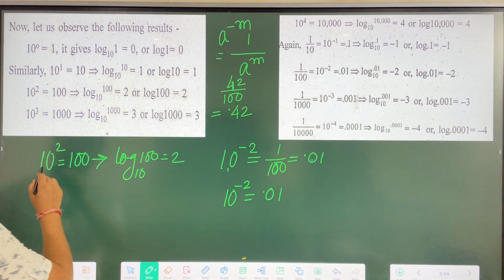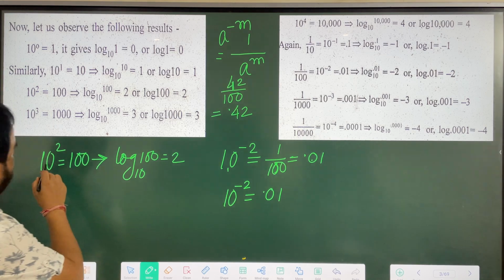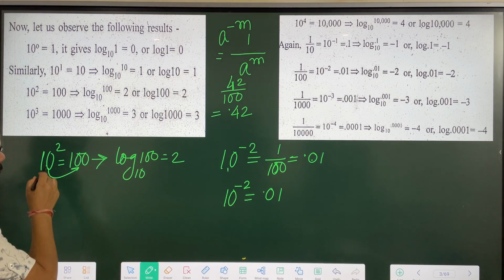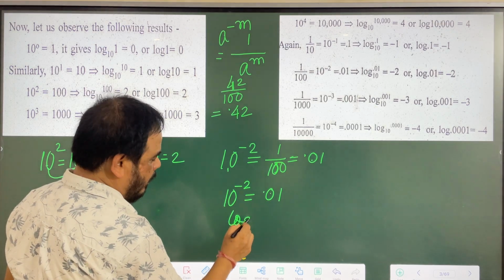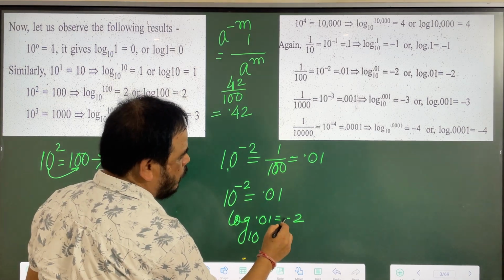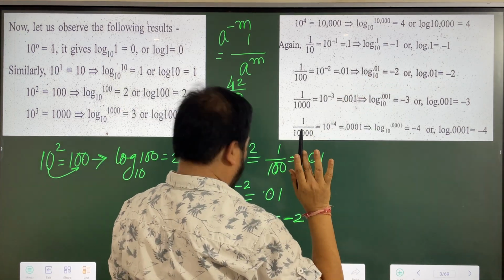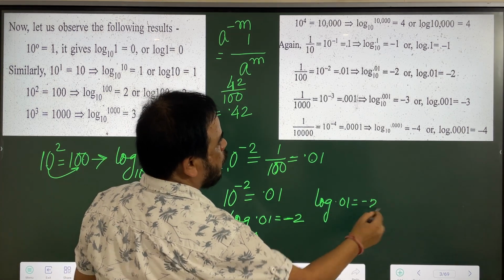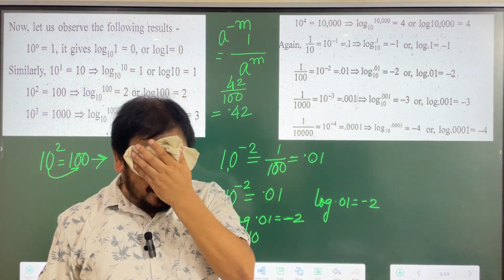Anyway, 10 to the power 2 is equal to 100, and 10 to the power minus 2 is equal to 0.01. How can we write this one in log form? It goes this way: log 0.01 base 10 equals minus 2. Or we can write log 0.01 equals minus 2. No need to write the base; if the base is empty, it means 10 is the base. I hope you have understood this one.